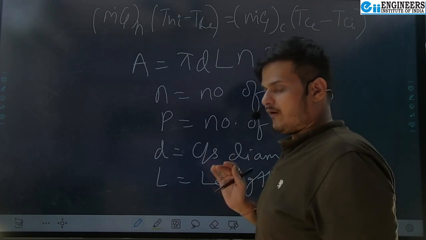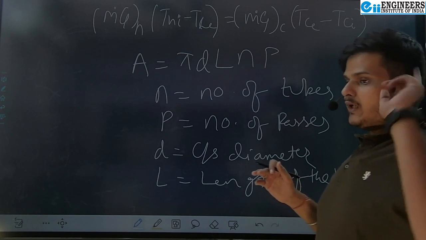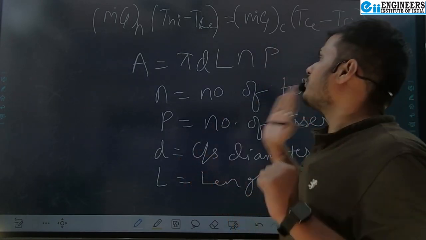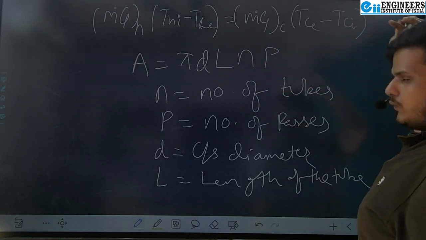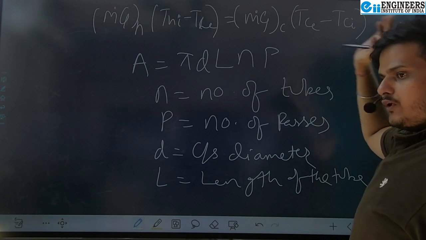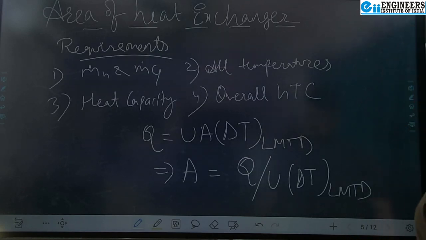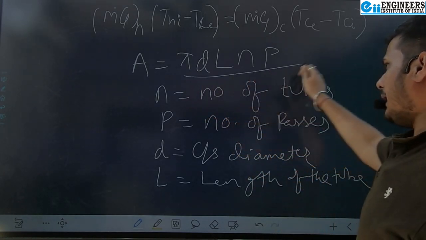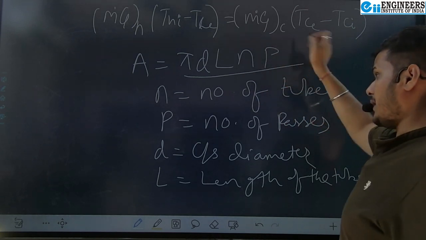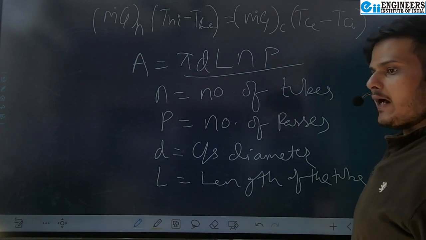So you have to know it, and if not known, the data would be sufficient to determine it from the equations as mentioned now. So from there we calculated the Q value, we calculated the delta T value, we know the U value, then we can get the value of A from this equation, that is A equals Q by U delta T LMTD, and this A for a heat exchanger will be pi D L N P, where N is the number of tubes, P is the number of passes, L is the length and D is the diameter.